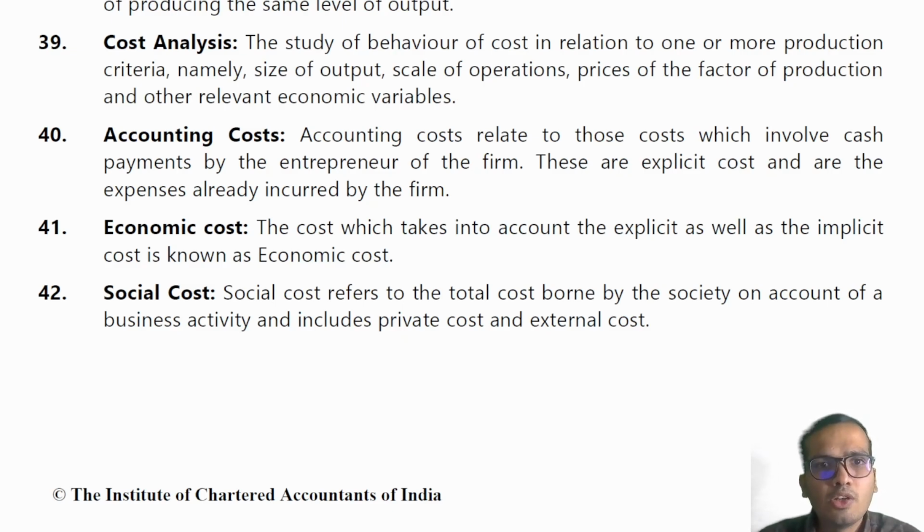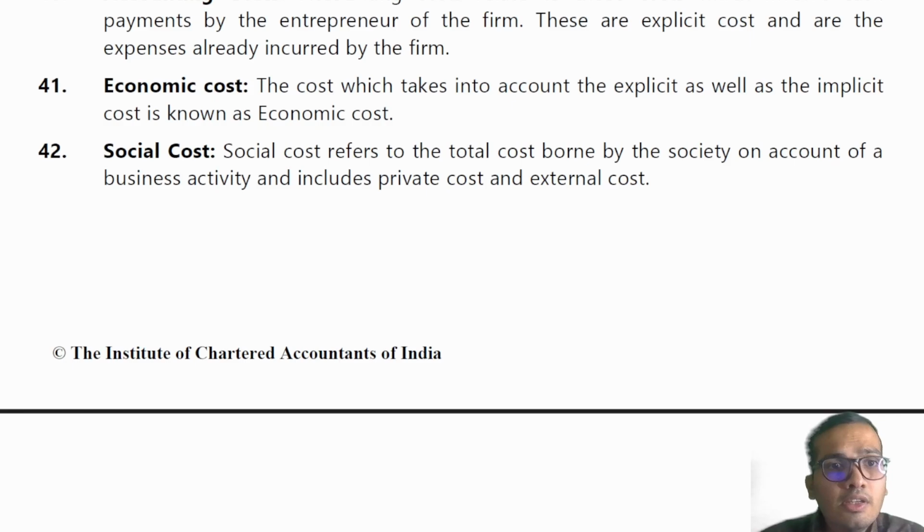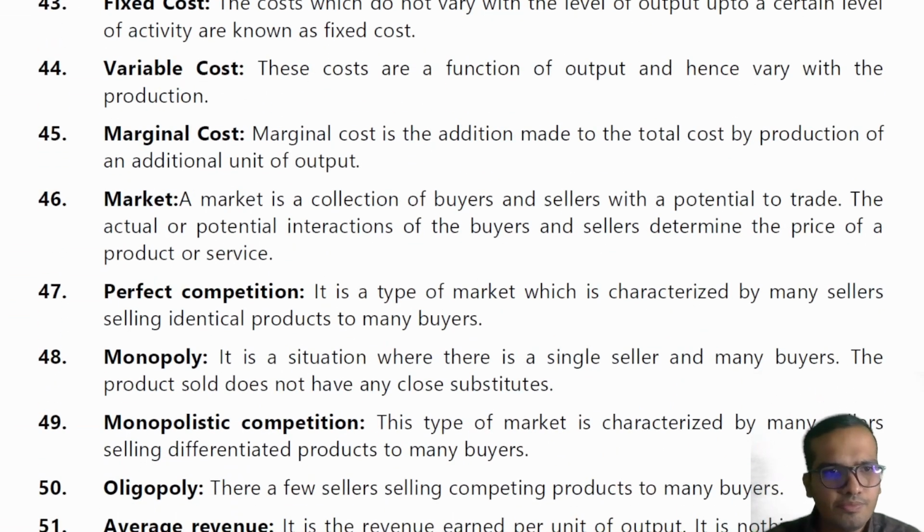Then comes accounting cost. So accounting costs relate to those costs which involve cash payment by the entrepreneur of the firm. They are explicit costs and are the expenses already incurred by the firm. Then economic cost. So the cost which takes into account the explicit as well as implicit cost is known as economic cost. Then social cost. So social cost refers to the total cost borne by the society on account of a business activity, and it includes private cost and external cost.